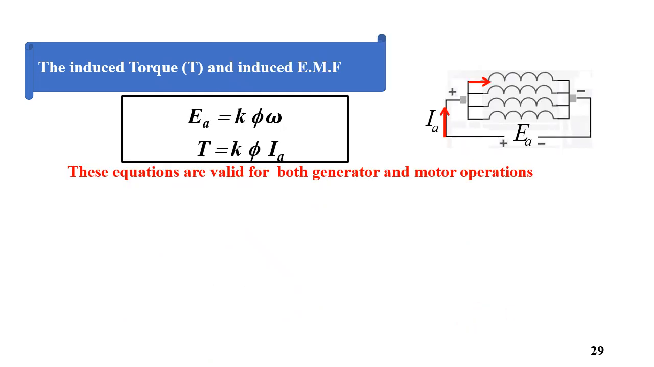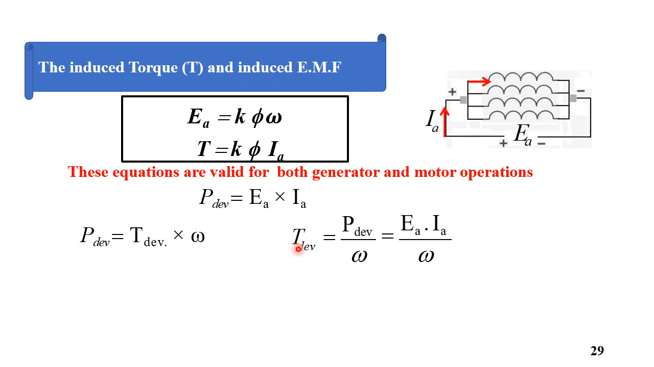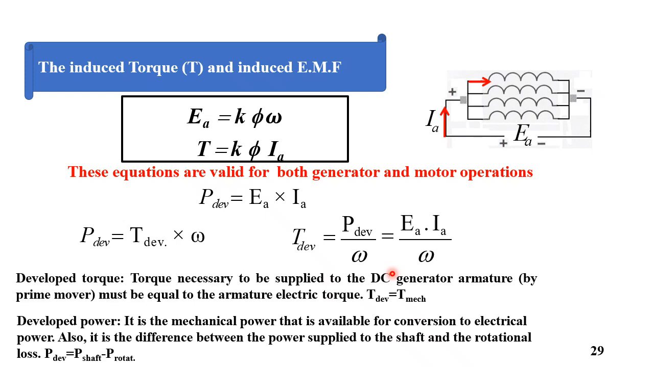The induced torque and induced EMF equations are the same for motors and generators. EA equals K phi omega and torque equals K phi IA. These equations are valid for both motor and generator. The power developed equals EA times IA, or torque developed times omega. We can get the torque developed by dividing the power developed by omega, EA IA divided by omega.